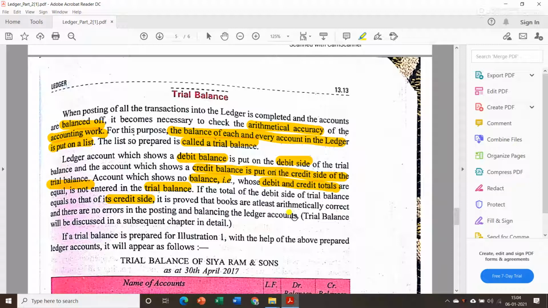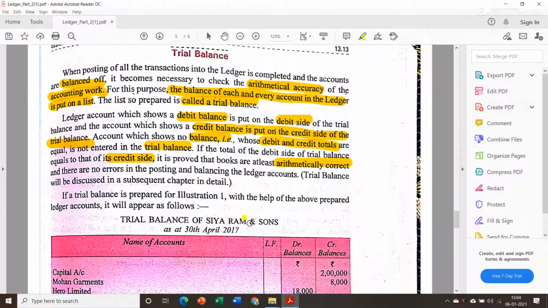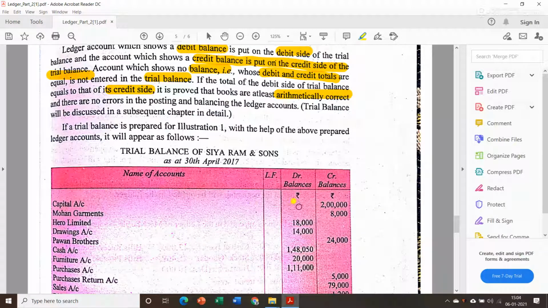Now, after preparing the trial balance list, if our debit balance and credit balance are the same, that means at least our procedure was arithmetically correct. Now this is the format of the trial balance.